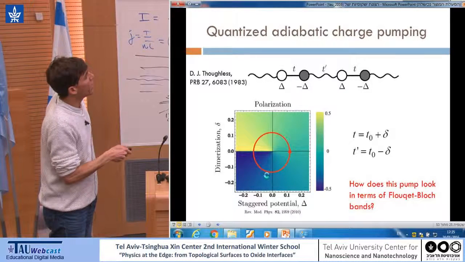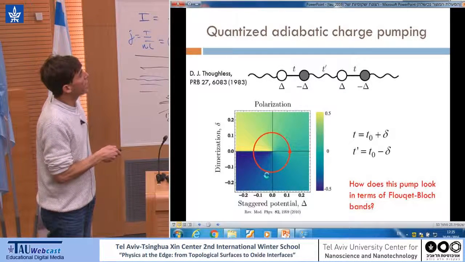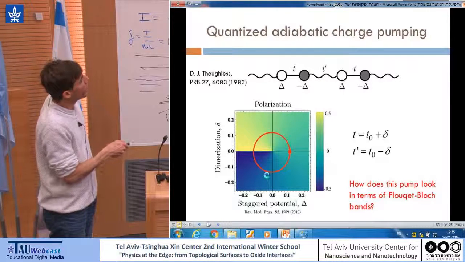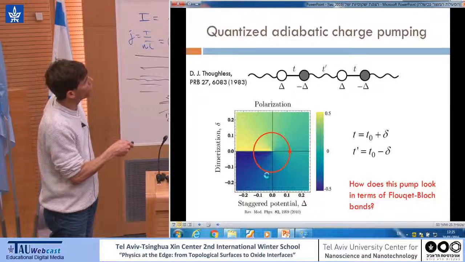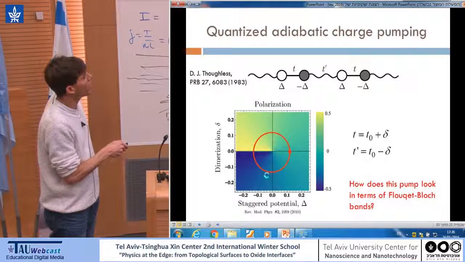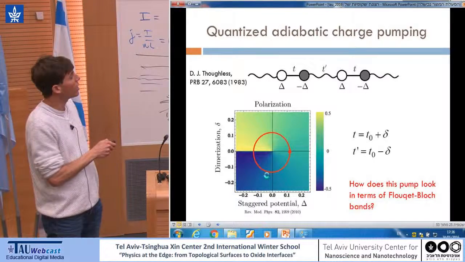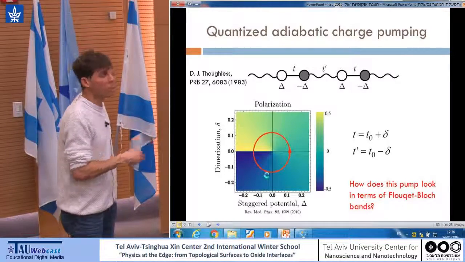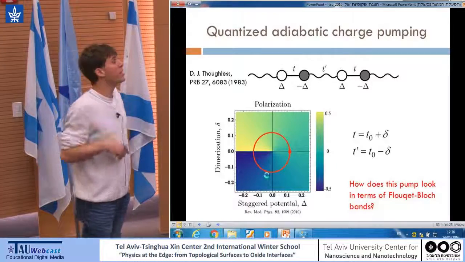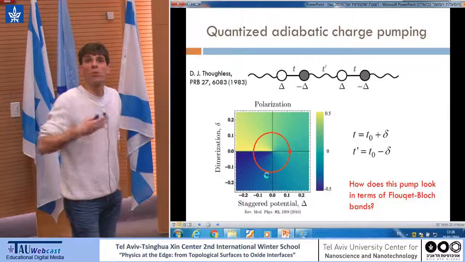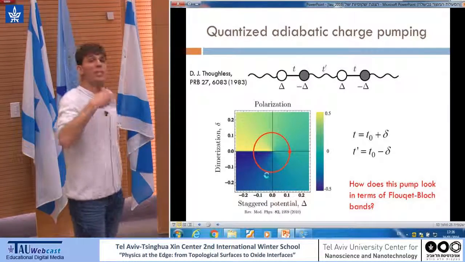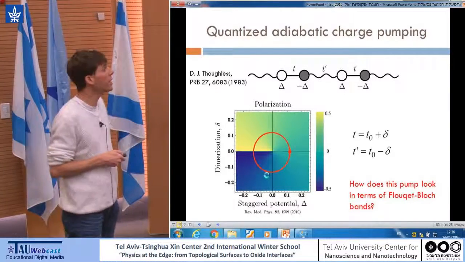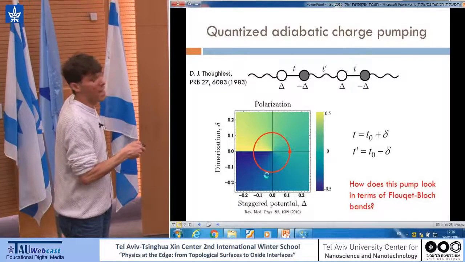If I now look in the plane of a staggered potential delta and this dimerization of the hopping, and I adiabatically go in a circle around the origin, I never go across the origin because the origin is a gapless point, so I go around it. Thouless claimed that for non-interacting fermions, you're going to see quantized pumping. In this case, one particle would be pumped to the right every period. And this is again in the adiabatic limit.